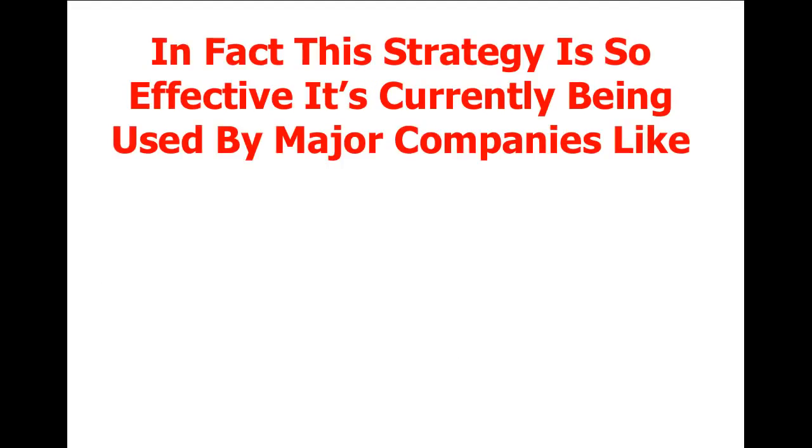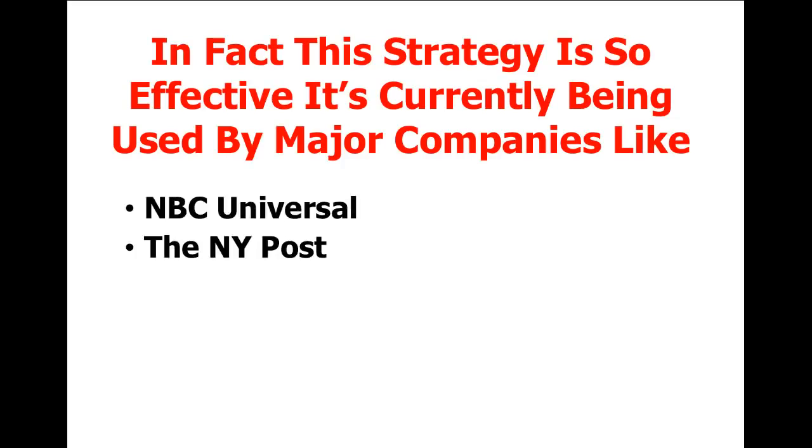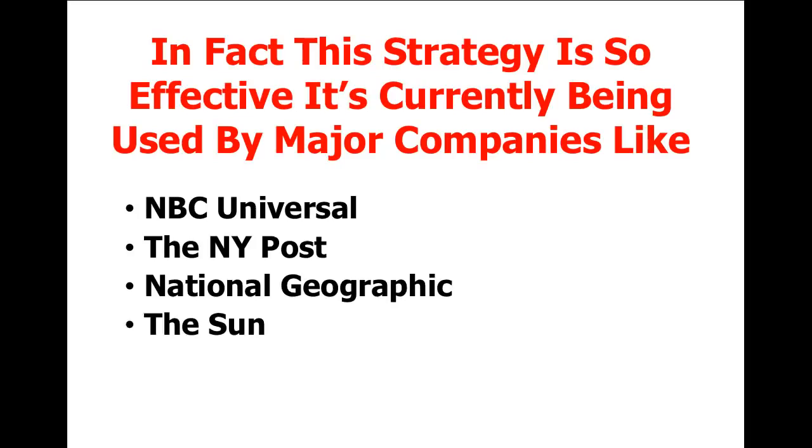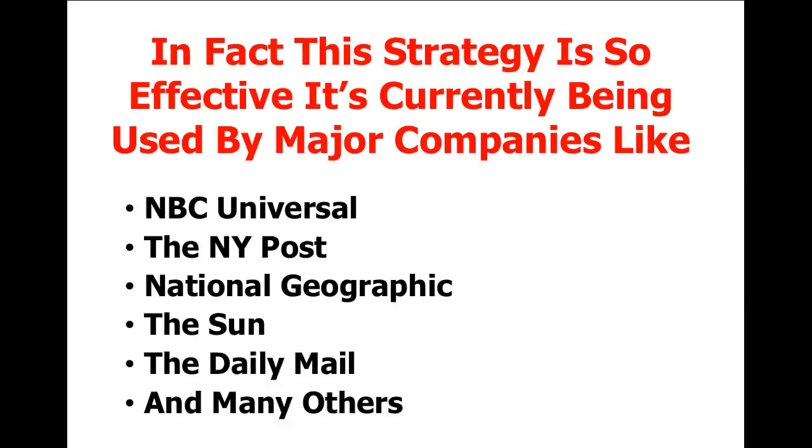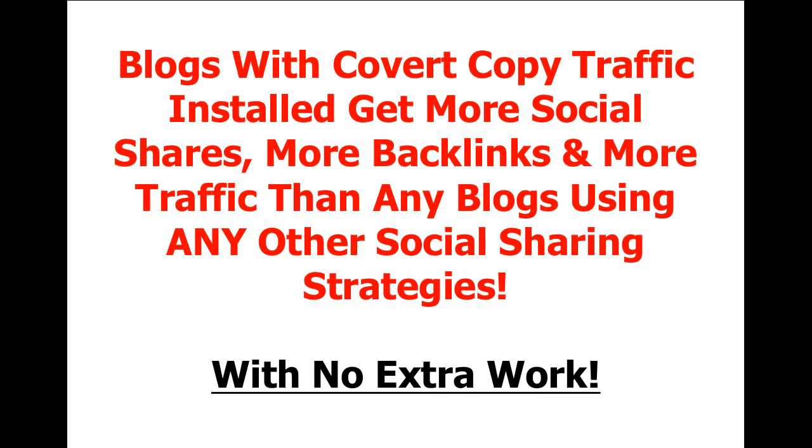In fact, this strategy is so effective, it is currently being used by major companies like NBC Universal, the New York Post, National Geographic, The Sun, the Daily Mail, and many, many others. In fact, we've discovered for ourselves from testing that blogs with Covert Copy Traffic installed get more social shares, more backlinks, and more traffic than any blogs using any other social sharing strategy, buttons, floaters, or whatever we could think of. And it does it with no extra work. You install it, and you maybe configure it, customize it once, and then it runs forever. There is absolutely no extra work involved in this.